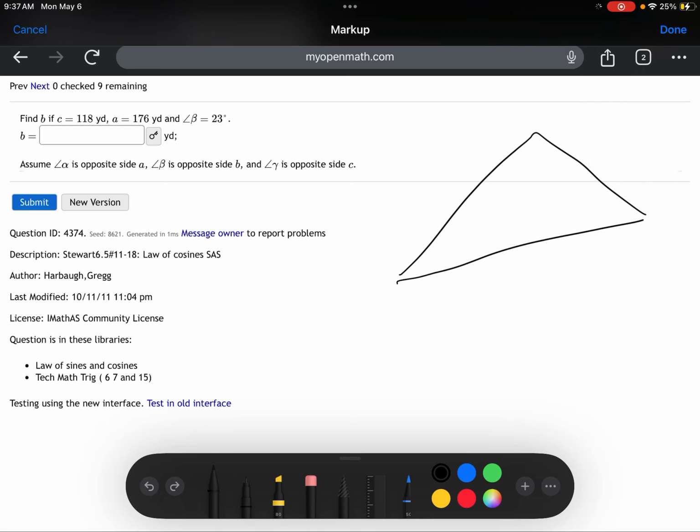This is a video on how to solve this problem. This is a law of cosines problem. It's specifically side angle side. Here's how you can tell that.